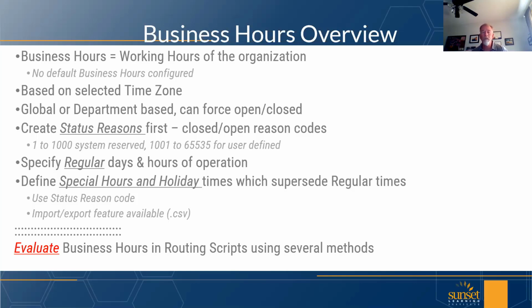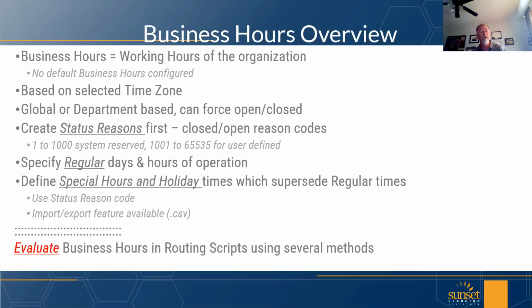When we create business rules, we're going to create these things called status reasons first. Status reasons are basically closed or open reason codes. In some cases, you actually have to apply a reason code to a business hour. By example, if you're going to force a business hour open or closed intentionally, you have to put in some kind of a reason code. If a business hour by the calendar becomes open or closed, there's actually a reason code behind there. The reason code might be, well, it's after hours.